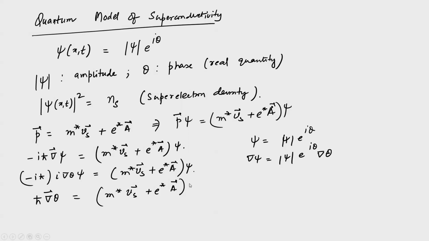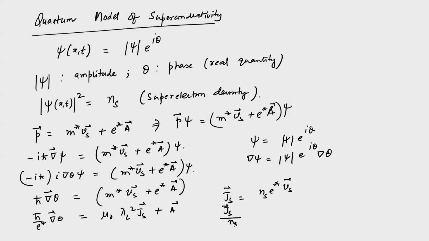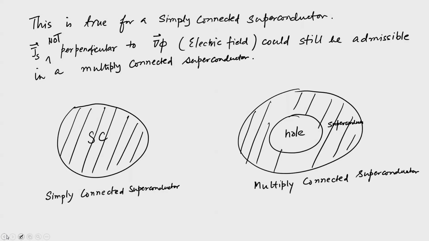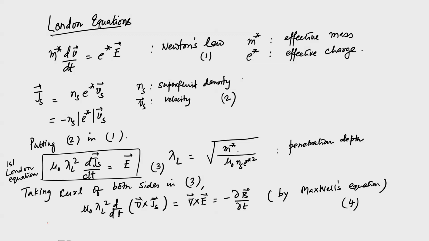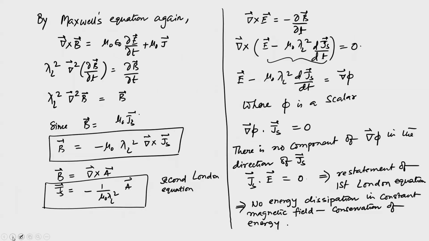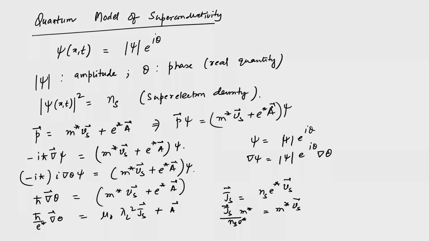Well, I have taken off psi from both the sides, and this can still be written as h cross by E star del theta. This is equal to mu 0 lambda L square J s plus A. That is because J s is equal to N s E star V s. That is the defining equation for the current density. So, J s divided by N s E star into m star is equal to m star V s, and then I can introduce this lambda L, which was defined earlier, by this lambda L square equal to m star divided by mu 0 n s E star square, and that is going to give me this.